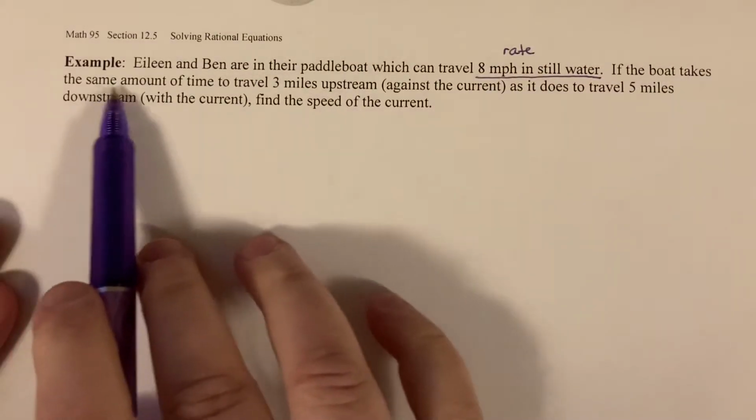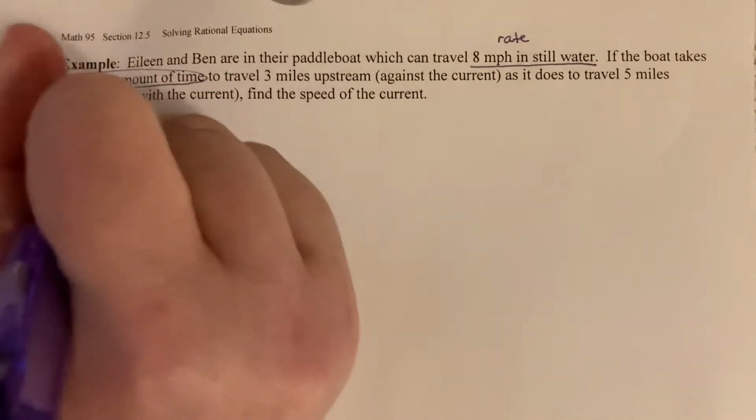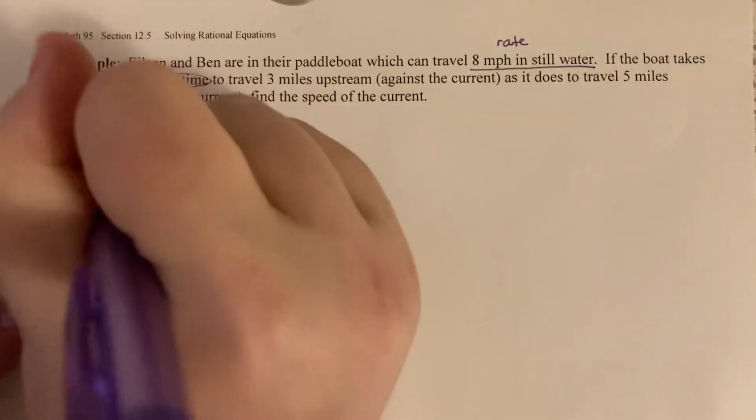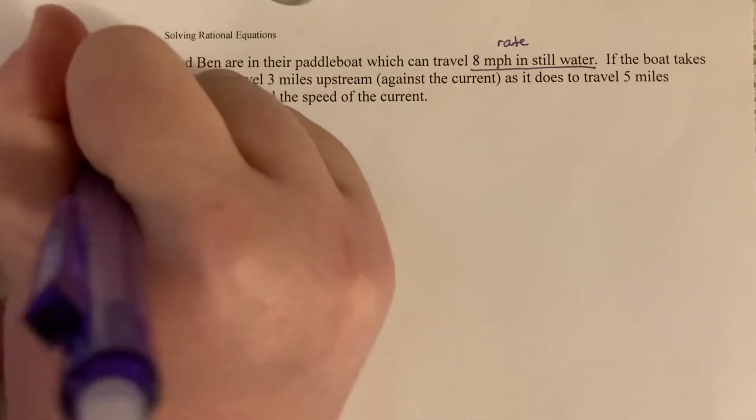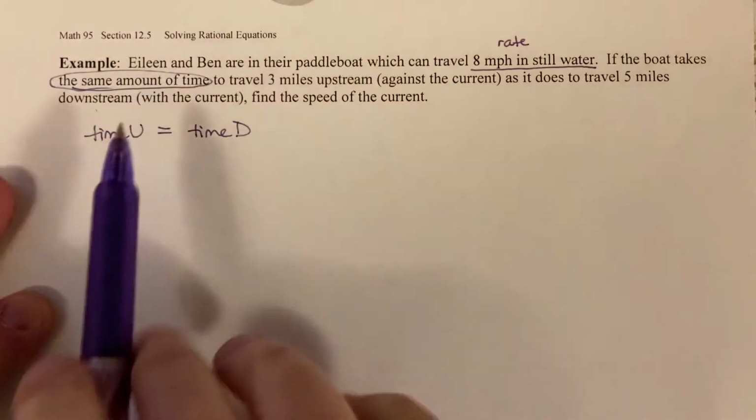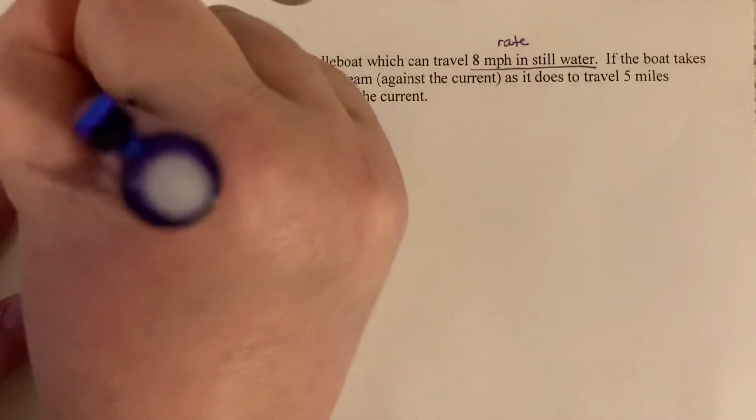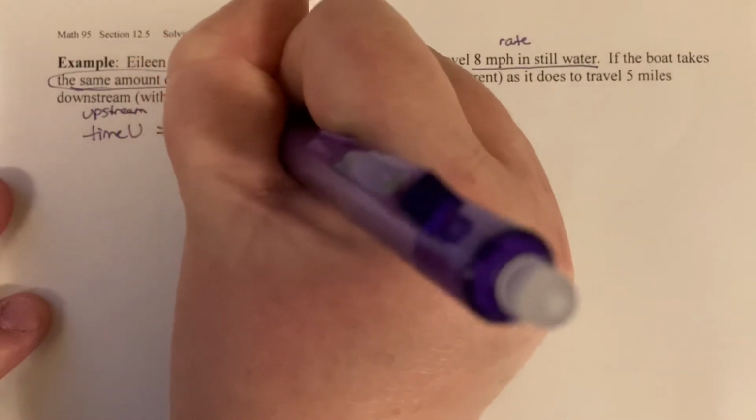If the boat takes the same amount of time, there's our key word. Remember that we're going to have a same amount of something: either same amount of time, same amount of distance, or same speed. This one, it's time upstream and time downstream. So time U equals time D, upstream and downstream. And we can label those better too. Upstream is on the left side. Downstream is on the right side.